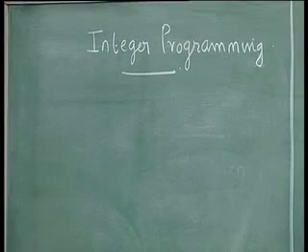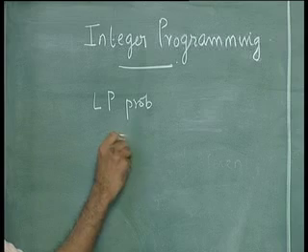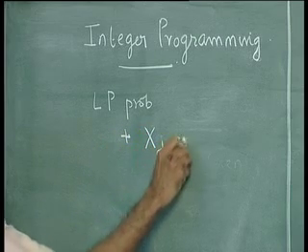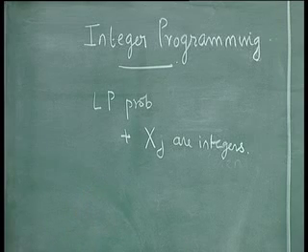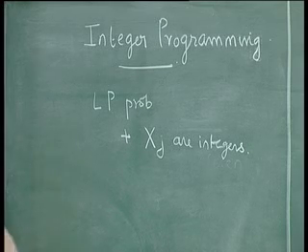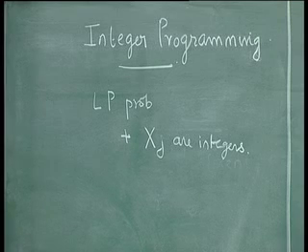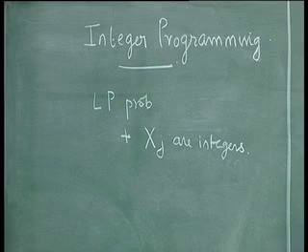Now what is an integer programming problem? It is a linear programming problem plus the condition that xj are integers. The moment you add an integer restriction, it becomes an integer programming problem. Now the question is, can I define an integer programming problem as one which has a linear objective function, a set of linear constraints, non-negativity restriction plus an additional condition that variables are integers?